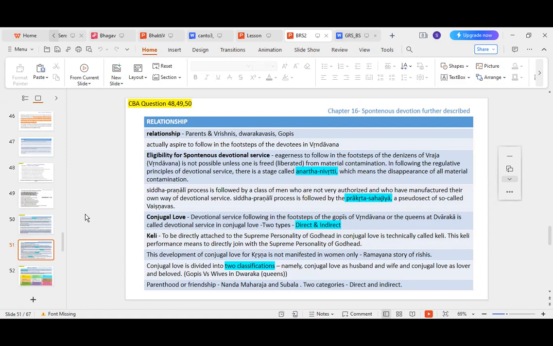The direct one is all the queens of Dwarka. All the 16,108 queens exhibited direct conjugal love with Krishna. Krishna also reciprocated with them by establishing different palaces and expanding himself into 108 Krishnas, providing whatever prema or conjugal love was required for them. Krishna gave that pleasure. So that is the direct one. The second one is the indirect one, which means it is not directly from a material angle or perspective.